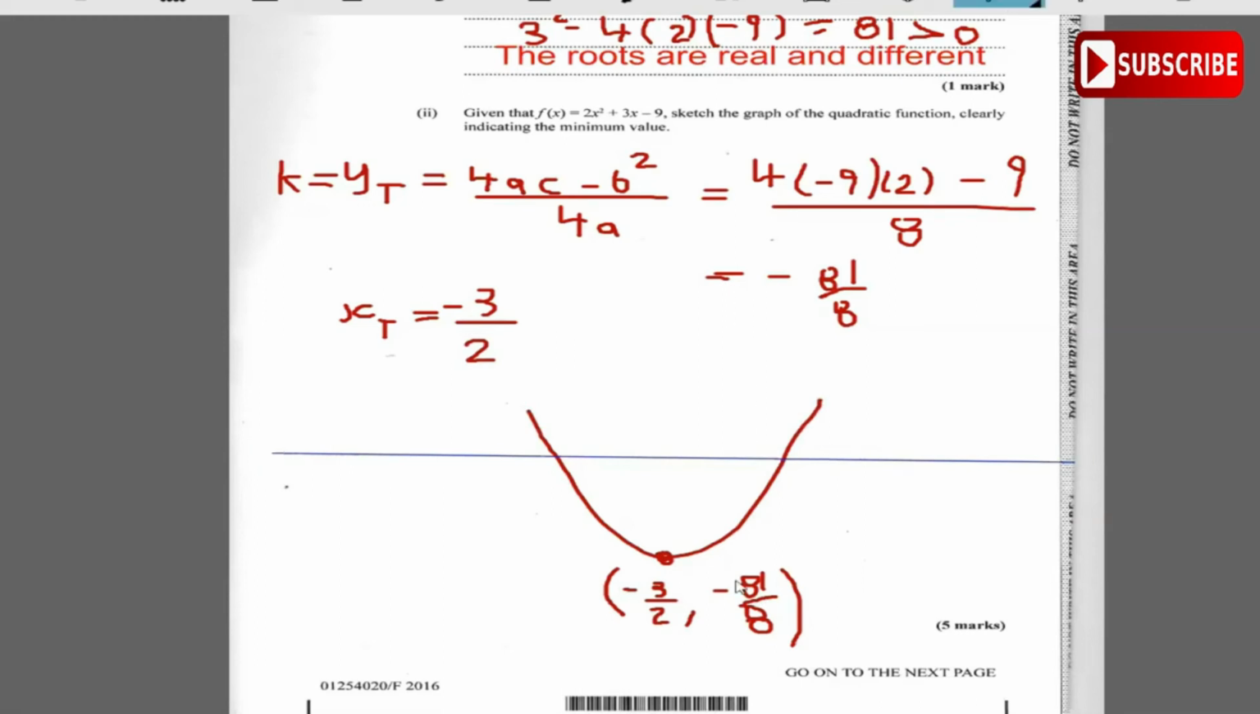That's the y-axis, because it cuts the y-axis at -9. All right, -9. That's a sketch of it. So the two roots there, these are the roots. This is your y-axis, this is your x-axis. Nice and easy, soft.